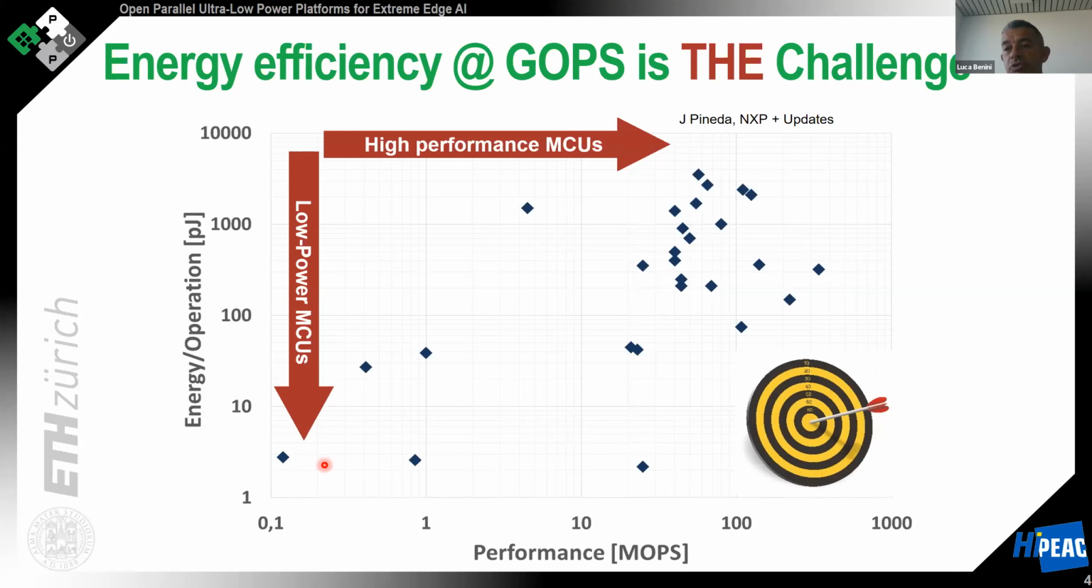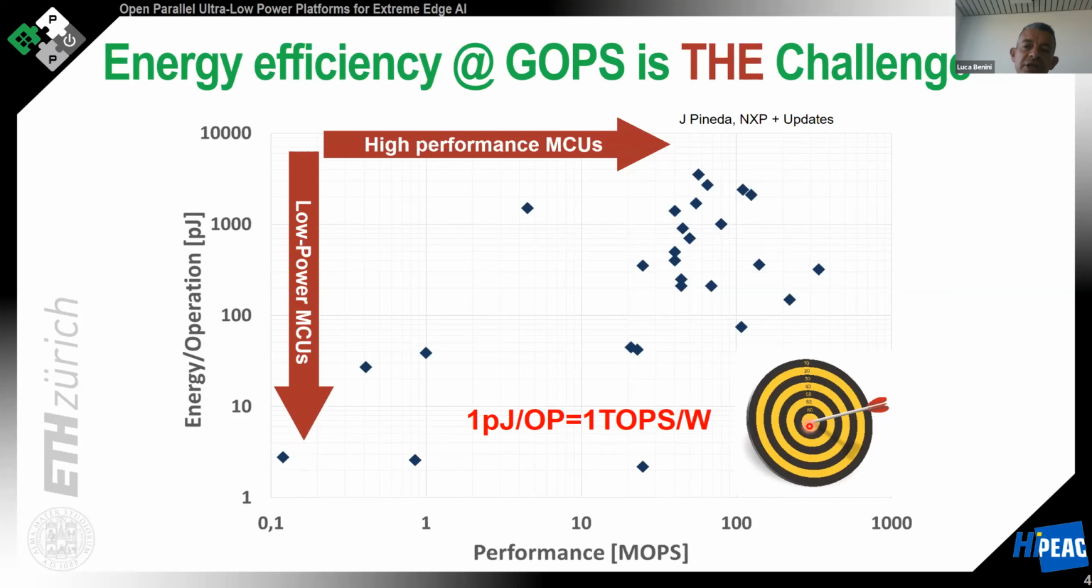When we want to do near edge processing, neural networks and more, we want to be where the bullseye is. So the same energy efficiency as the low power microcontrollers with low capabilities, but also high computing capabilities. So we want the best of the two worlds.